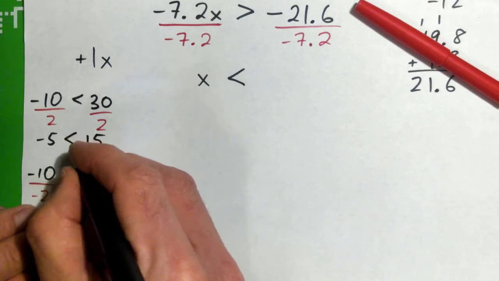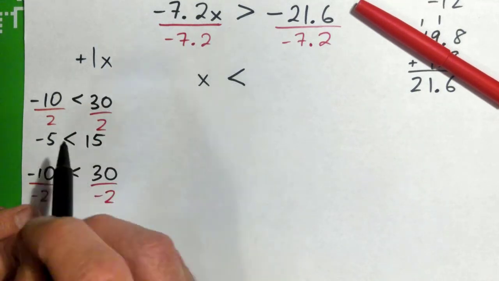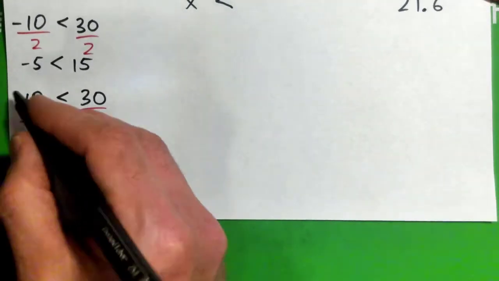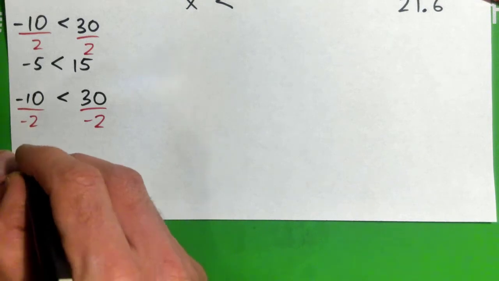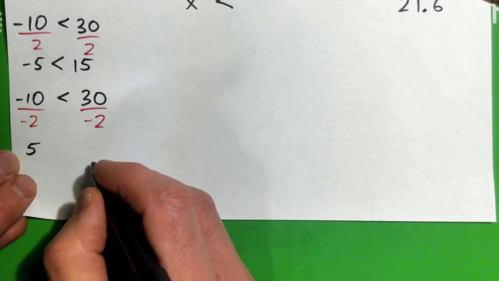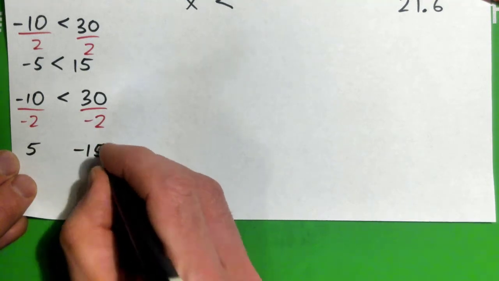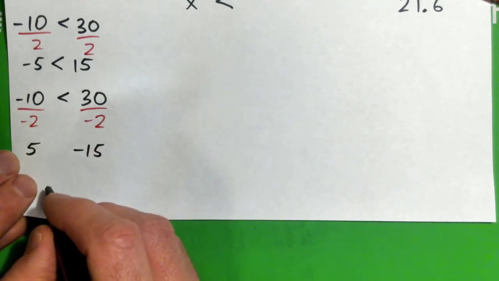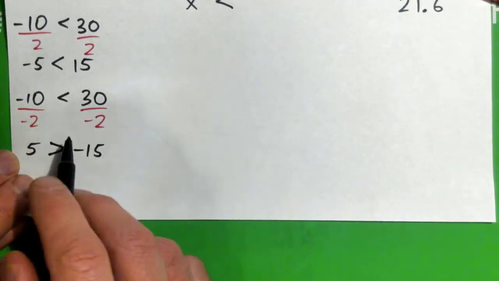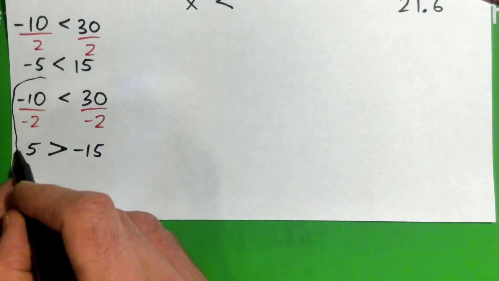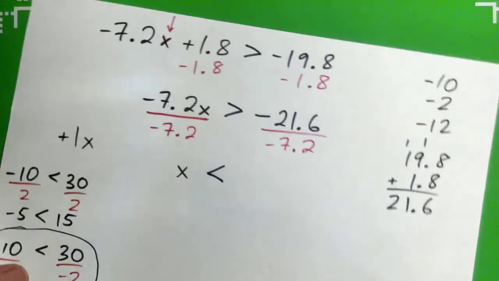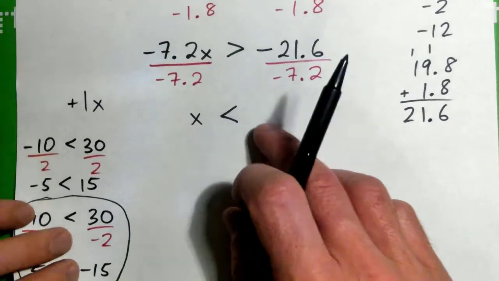Okay, so the inequality stays the same direction when we divide by a positive, right? But when we divide by a negative, what's negative 10 over negative 2? Positive 5. And what's 30 over negative 2? Negative 15. Good. Now which is more, which is less? Yeah, 5 is greater than negative 15. So see, when we divide by a negative, that's when the inequality changes direction. So we need to remember that, right? Okay, so that was a quick reminder. So the inequality changes direction.